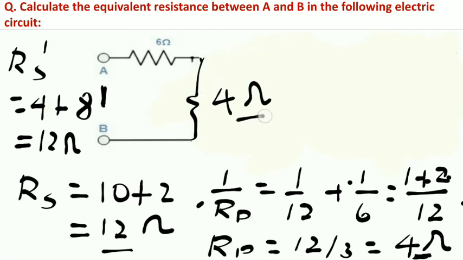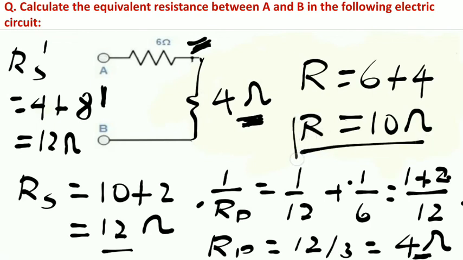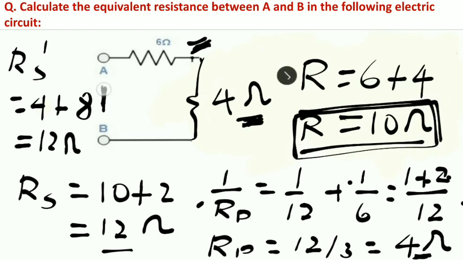Now this 4 ohm and this 6 ohm, these two are in series and the resultant of these two will be 6 plus 4, which will be equal to 10 ohm, and this is the end of these resistors. So all the resistors are included and finally we have calculated the resultant, which is 10 ohm. This is the equivalent resistance between A and B. This is our answer.